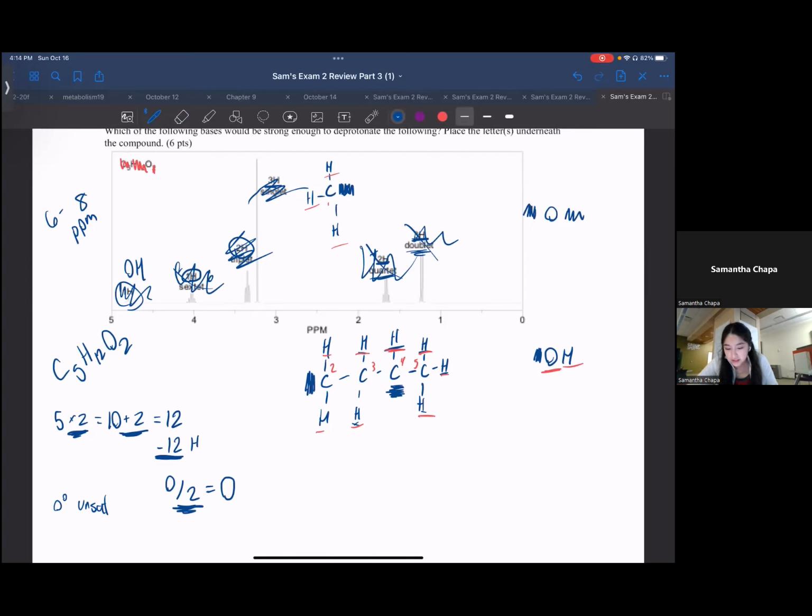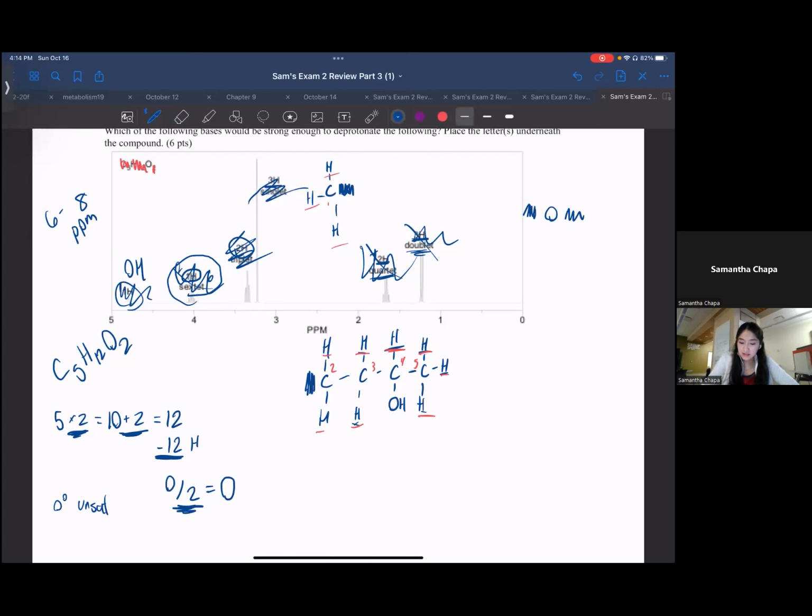Now all we can do here is put things together. So I would probably look at how downfield everything is. This sextet right here is the most downfield, or second most downfield next to this one right here. So I think I'm going to put my OH right here. Yeah, so that's good. We got rid of one of our puzzle pieces.